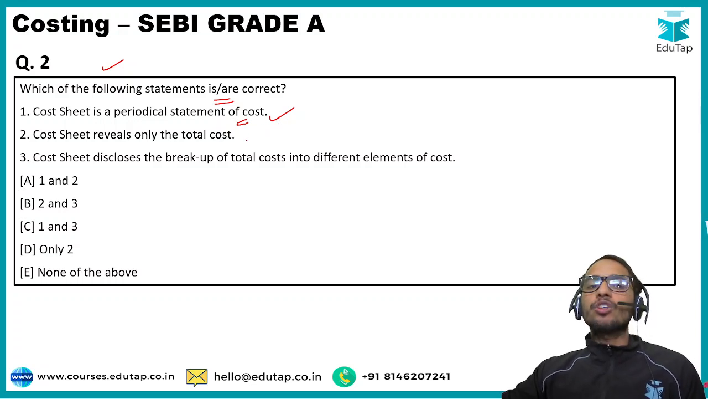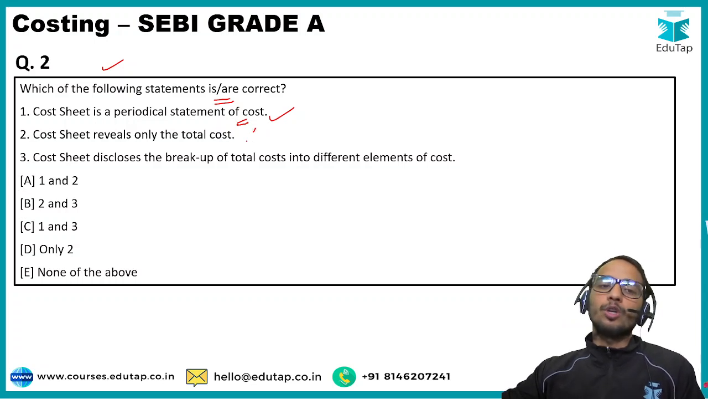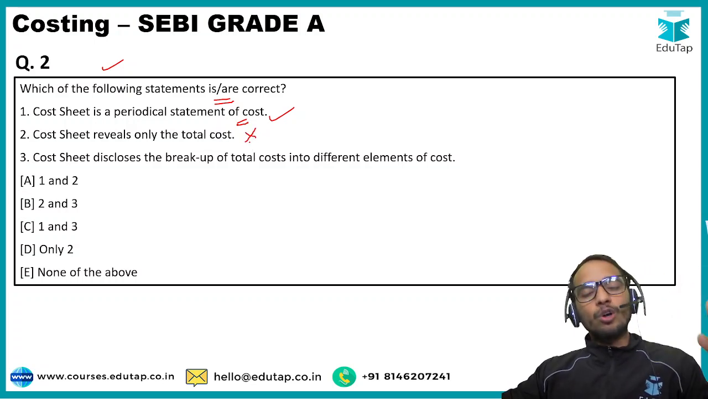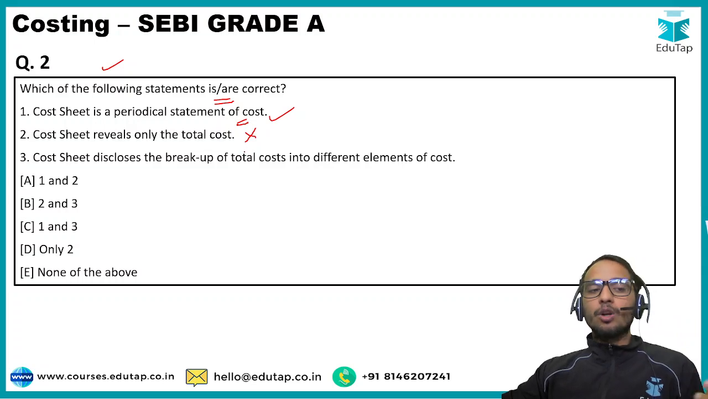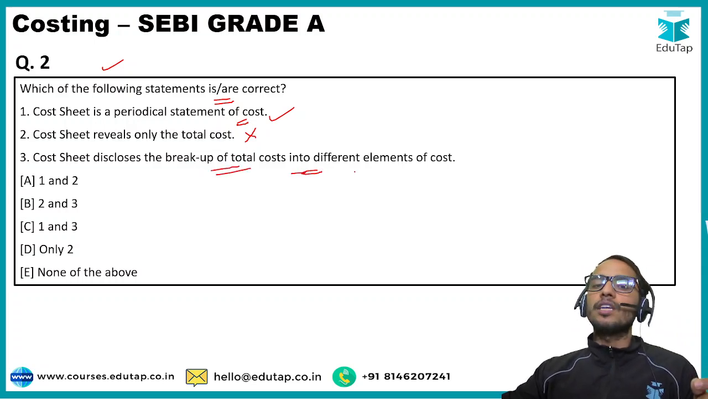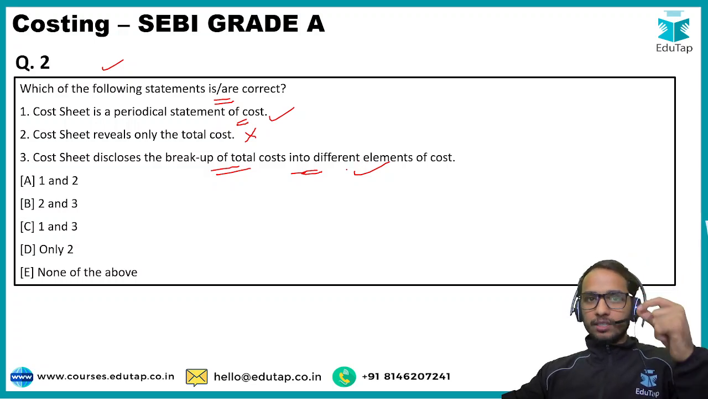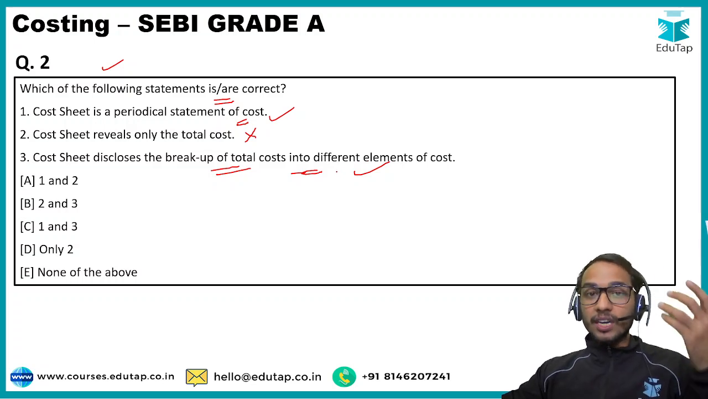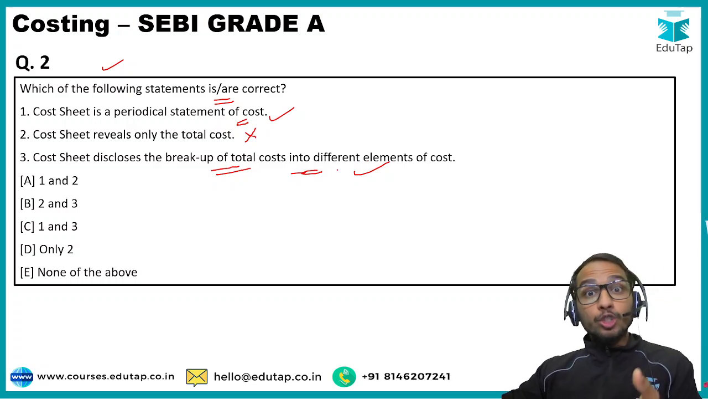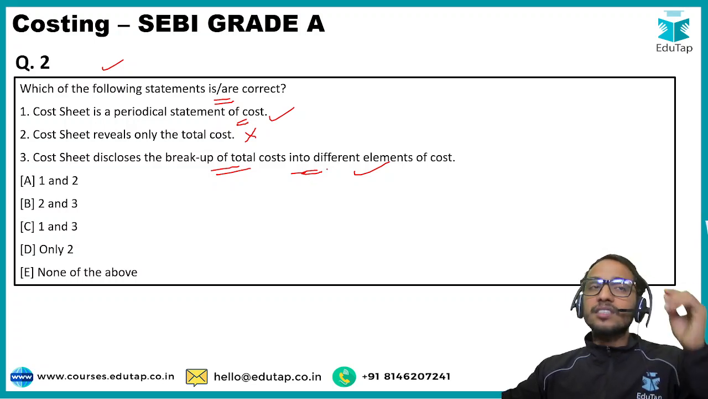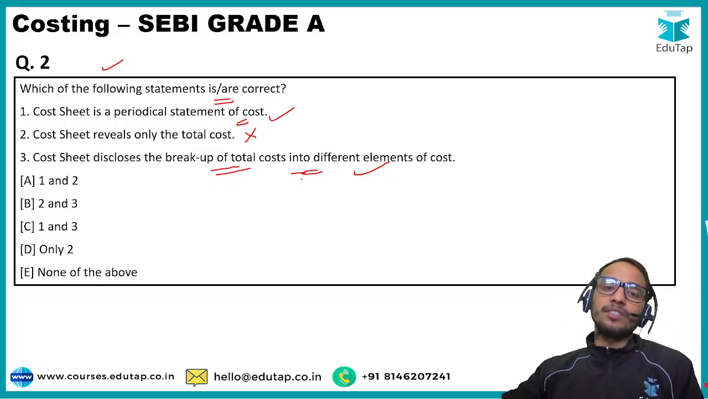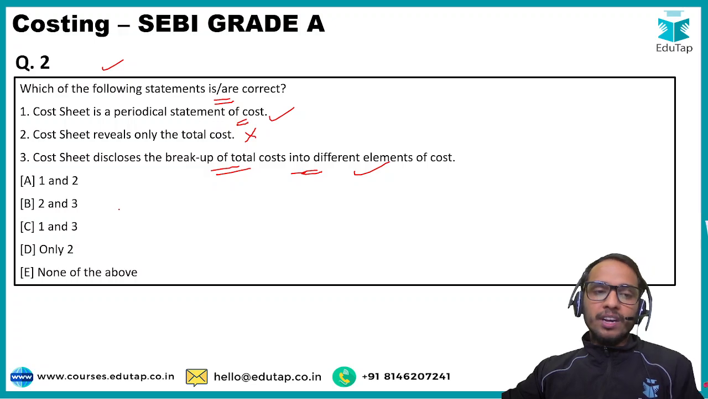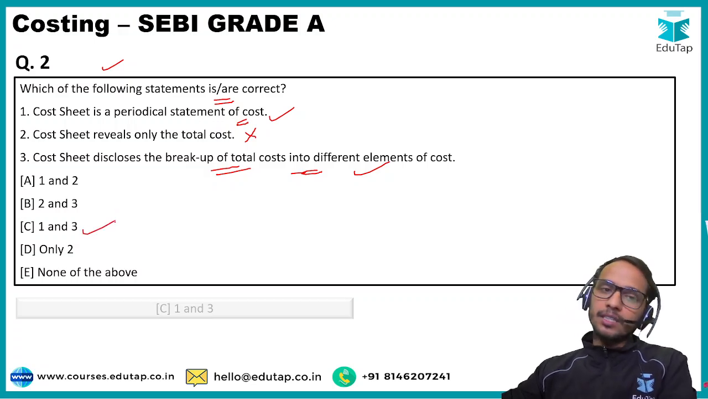Second statement says cost sheet reveals only the total cost. No, it gives you segregation of cost as well, element wise. So third statement says cost sheet discloses the breakup of total cost into different elements. Yes, it is absolutely correct. So it gives you prime cost, it gives you works cost, it gives you cost of production, it gives you cost of goods sold, then it gives you cost of sales. So it is segregating total cost into different elements. So your option number 1 and 3 is absolutely correct. So option number C is correct here.